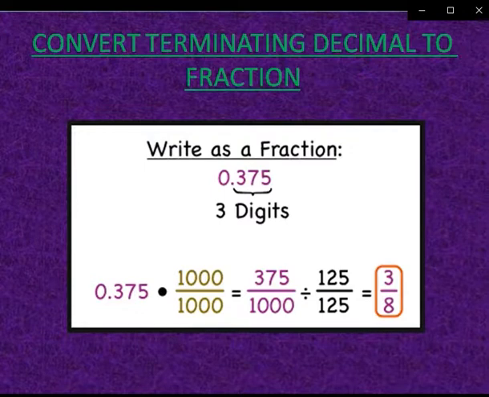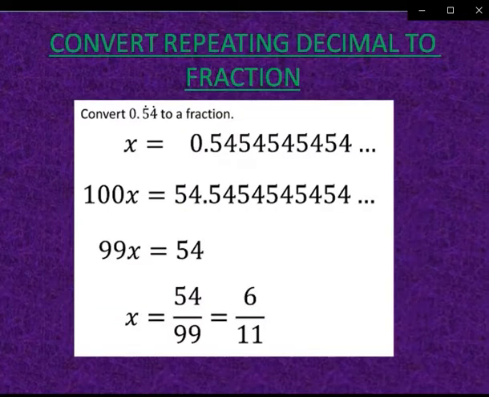Now here we have a more complicated example, so please focus with me. If I want to convert a repeating decimal to a fraction, here we have a repeating decimal, not a terminating decimal. Repeating decimal means that we have a repeated part beside the decimal point. Here, you want to convert 0.54, 54, 54, etc. to a fraction, a rational number. What can you do here?